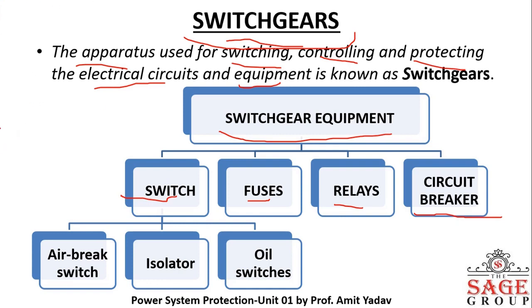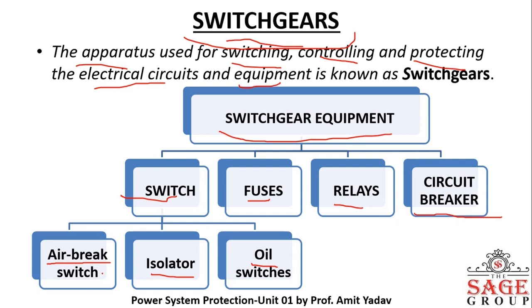Now what are switches? As you know, these are devices which we normally use to switch the circuit on and off. Here I have divided the switches into 3 parts. The first one is the air break switch, the second one is the isolator, and the third one is the oil switch. Basically all these switches have the same function, but there is a basic difference between these 3.